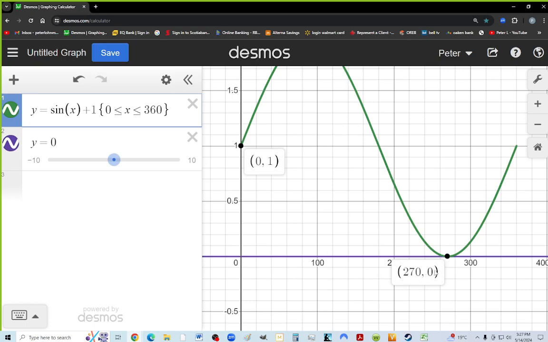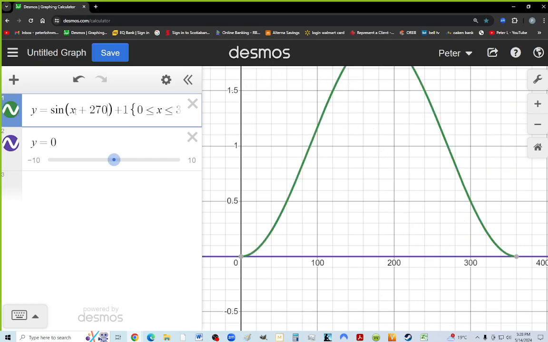You have to phase shift. How much phase shift is it out right now? You'd look at your x value. It's 270. So how would I get 270 to the left? You would have to subtract 270. Sorry, add 270. Let's see if you got it. Oh, look at that. You got your Ferris wheel to start at the ground.